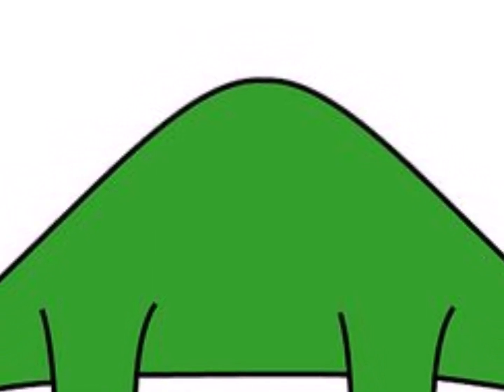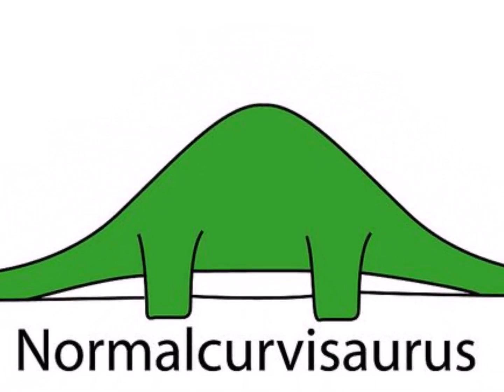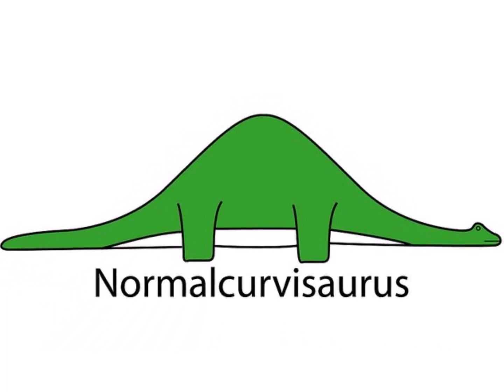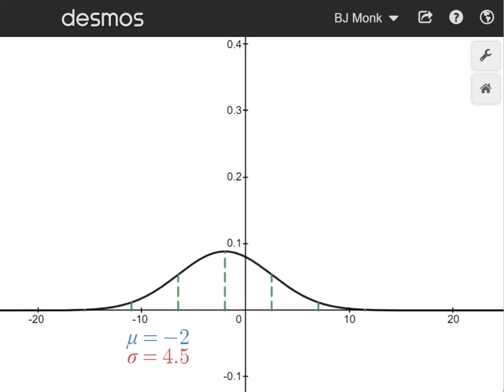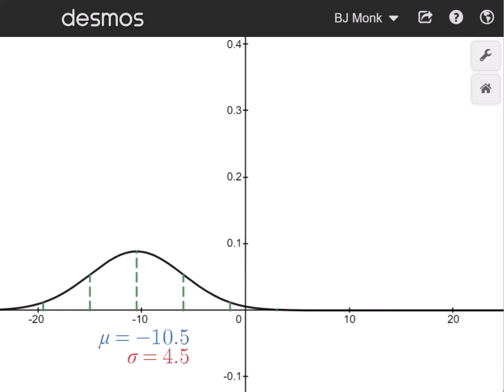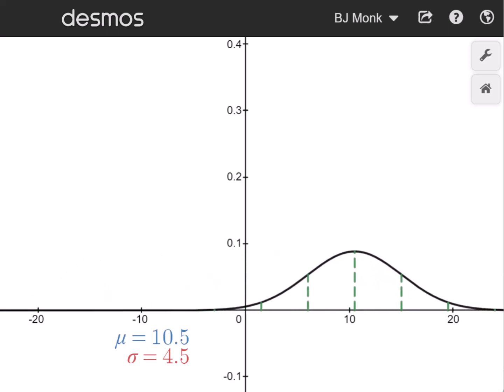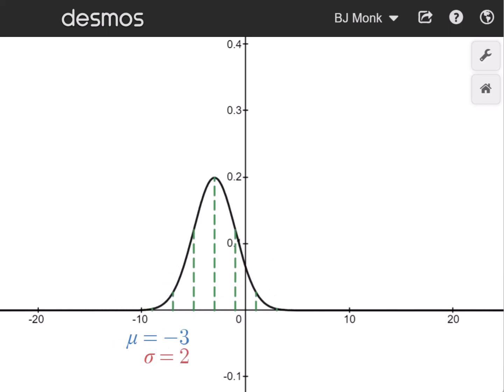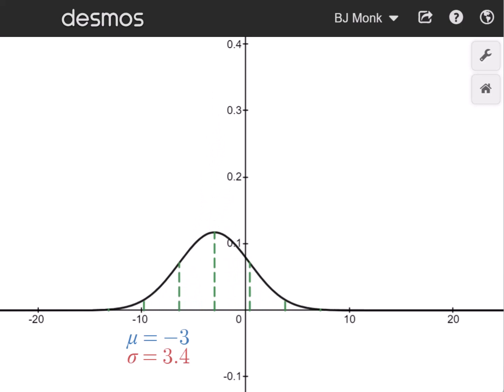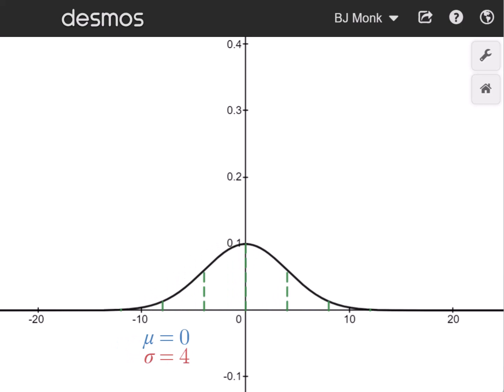For any normal distribution, we need to know the mean and the standard deviation. The mean determines the peak of the distribution, and the standard deviation determines how spread out the distribution is. I'm going to demonstrate this with the online calculator Desmos. Note that when I change the mean, the curve slides left and right. When I change the standard deviation, the distribution becomes more spread out or more narrow. So knowing the mean and standard deviation means that we know exactly what the graph looks like.